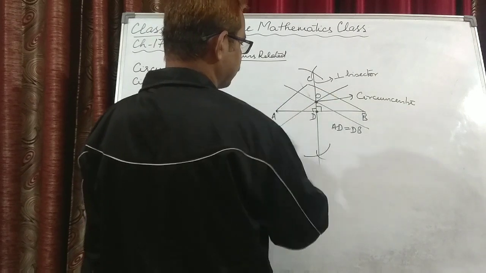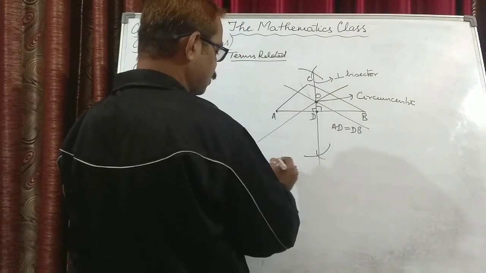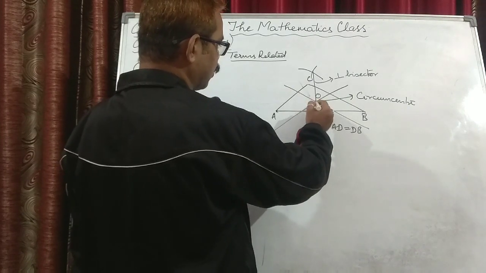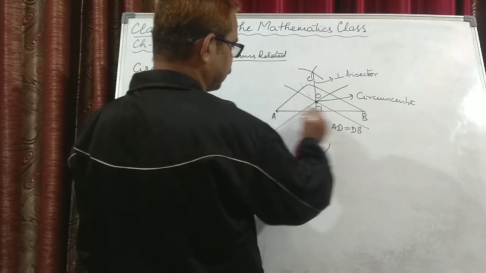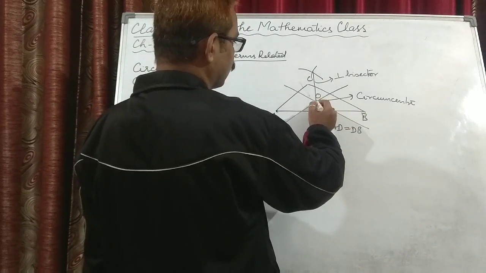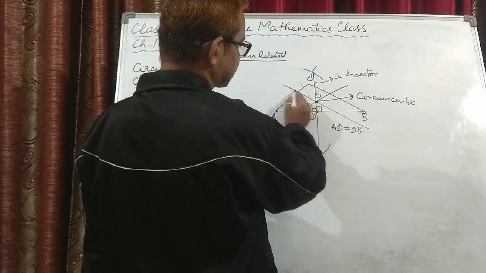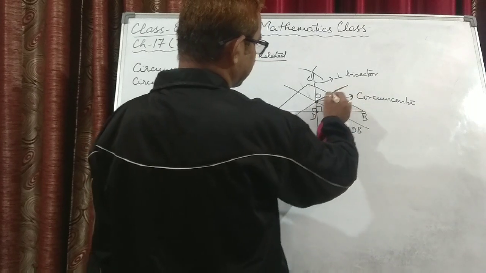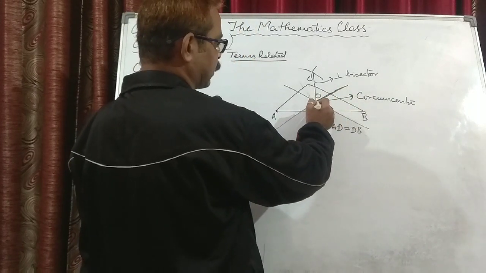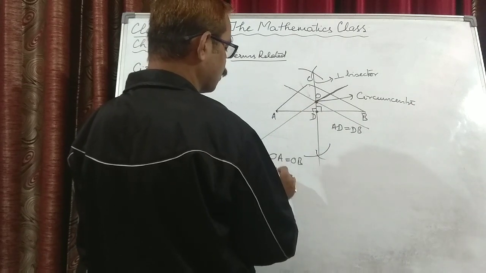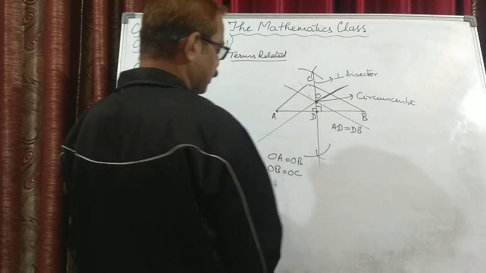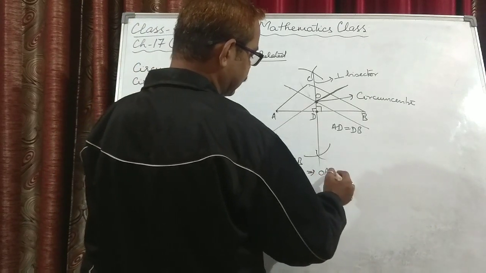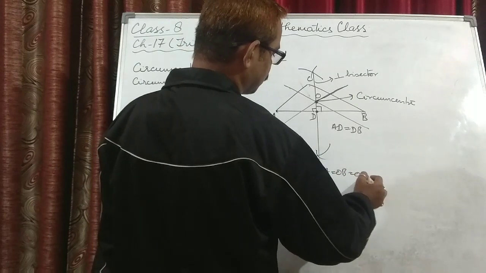Let us say this point is O, because we can say that OA will be equal to OB. Why? Because O lies on the perpendicular bisector of AB. Similarly, O lies on the perpendicular bisector of BC. So OB will be equal to OC. From this you can say OA is equal to OB is equal to OC.